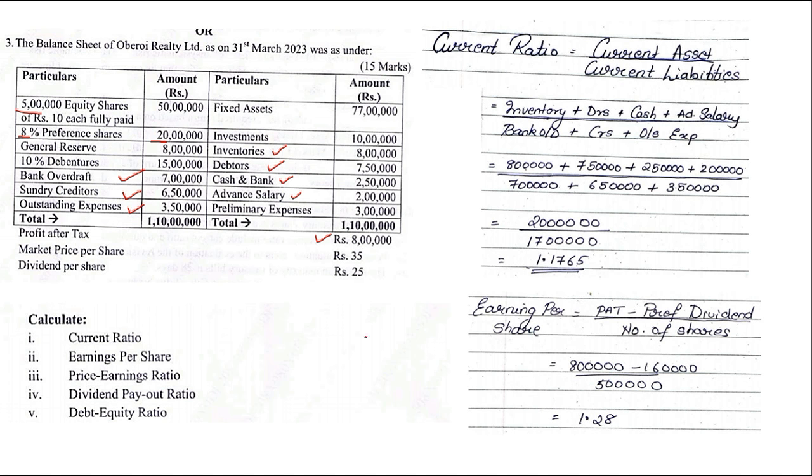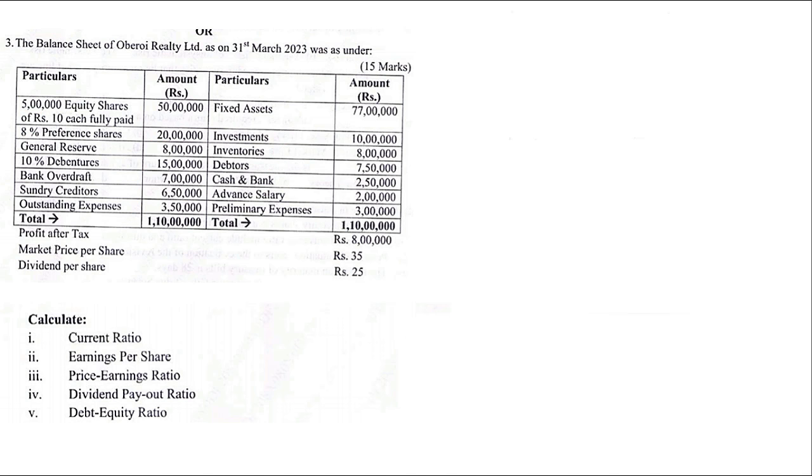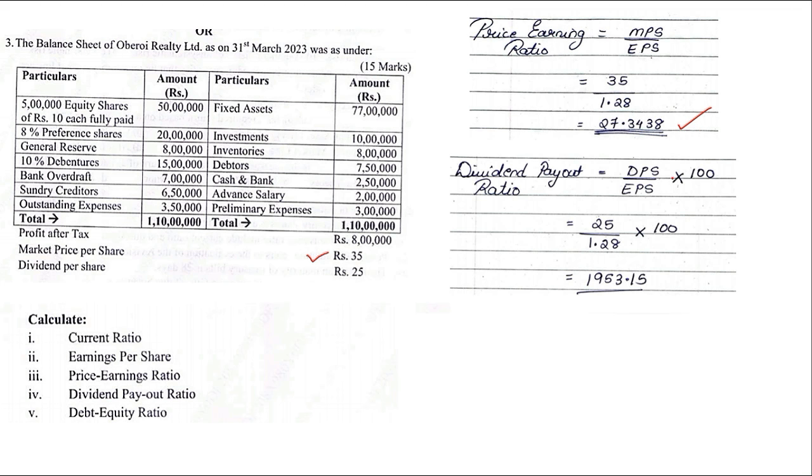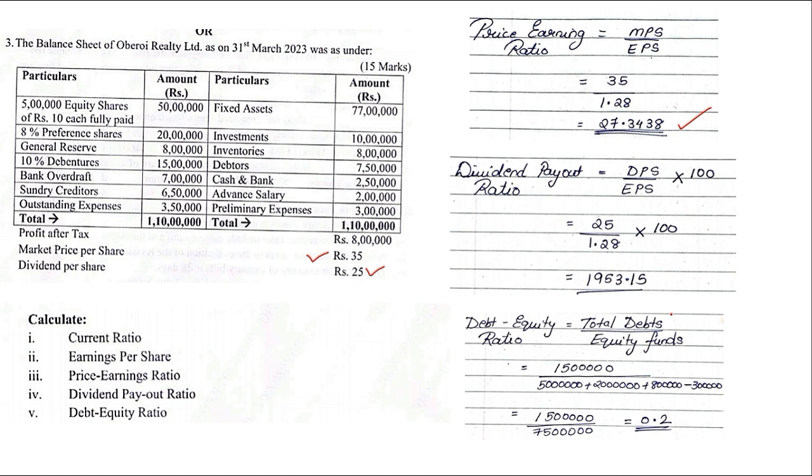So these are the first two formulas, current ratio and earning per share. Next we have price earning ratio. The formula is market price per share upon earning per share. Market price is 25, earning per share we just now found 1.28, divided, we got the value as 27.3438. Next is dividend payout ratio. Formula is dividend per share upon earning per share into 100. Dividend per share is given here 25, earning per share was 1.28, into 100, we got the value as 1953.15.